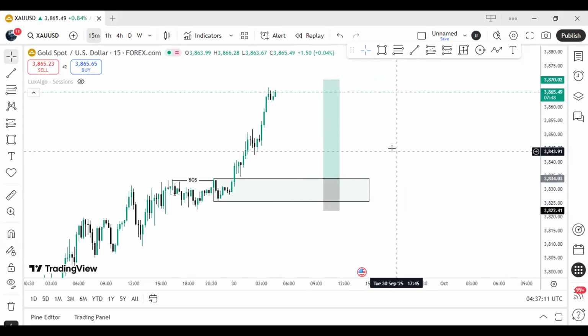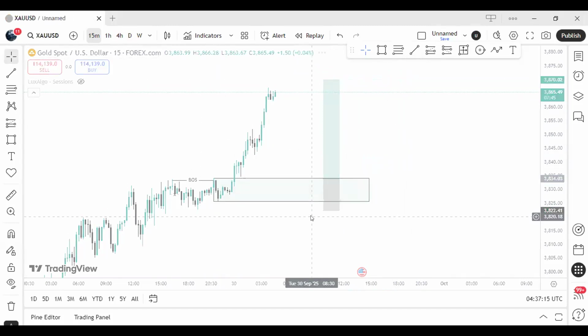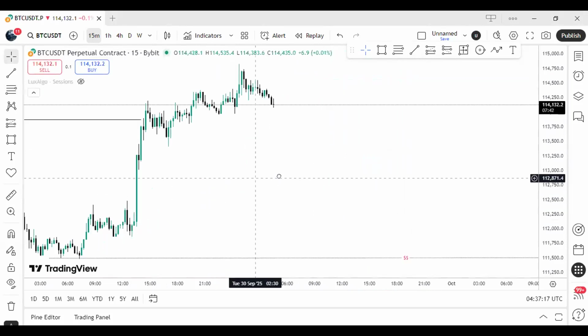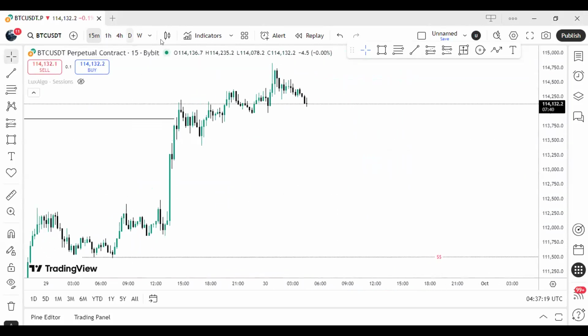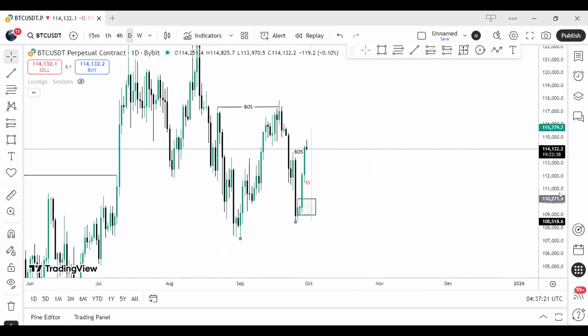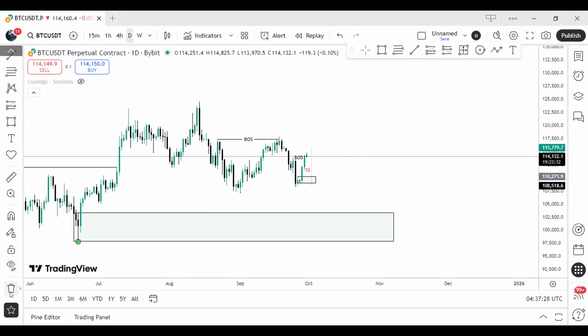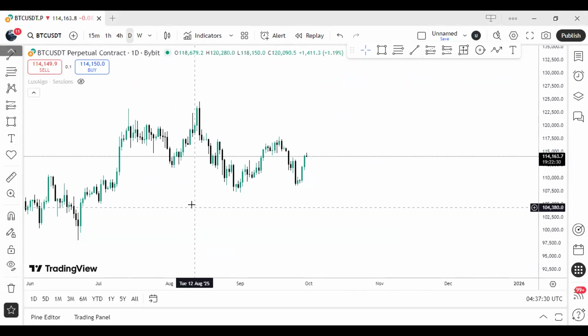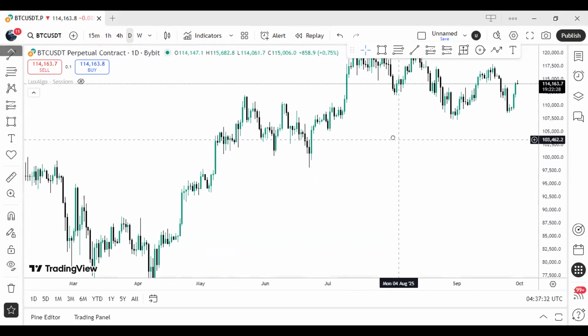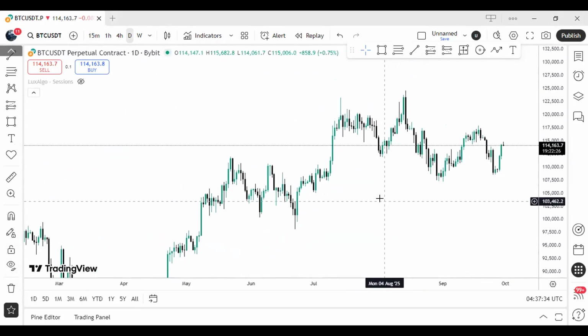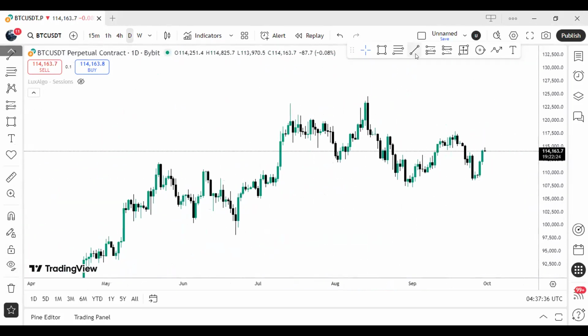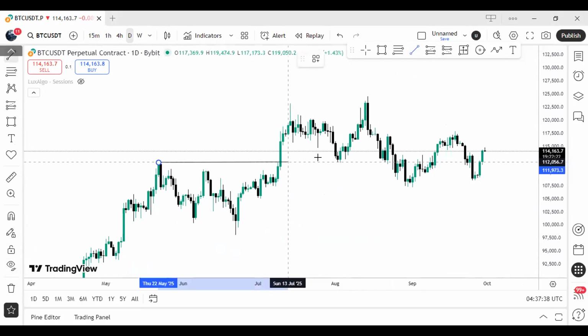Let's switch to BTC and see. Now on BTC, let's check the daily time frame. What can we clearly identify? Let me delete all of these so we can start afresh again. So on the daily time frame, let's focus on the now moment. We can see that price has broken structure to the upside.